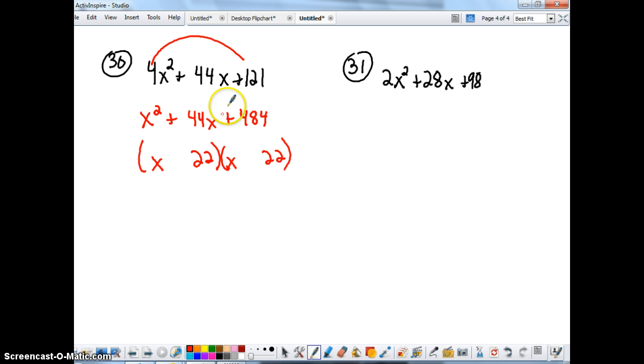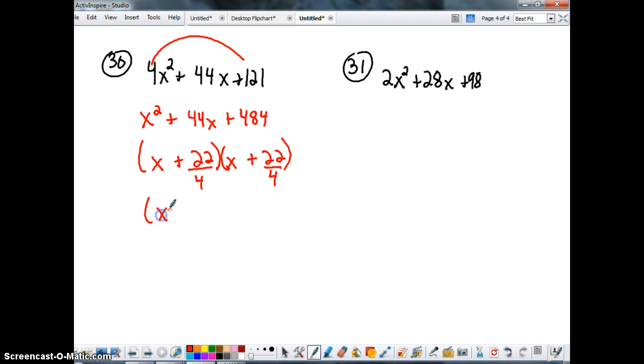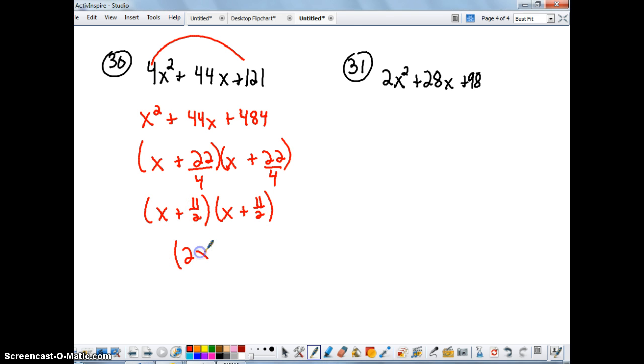All right, since it's a plus at the end, that means both these signs have to be the same, and they're both going to be the middle one, which is just a positive. So they're both plus 22 there. And I have to divide by that 4 that I multiplied by. When I do so, I'm left with x plus 11 over 2 for both of these. So really it's x plus 11 squared. So when I go to the next step, when I kick this 2 back out to the front, I'm going to have 2x plus 11. And I'm going to leave it as 2x plus 11 squared.